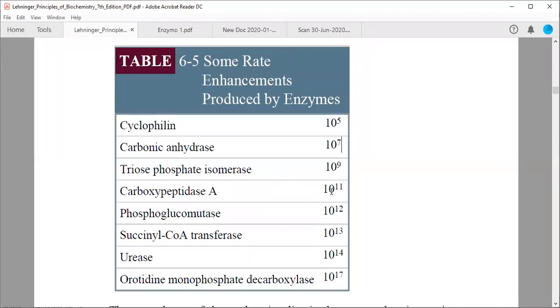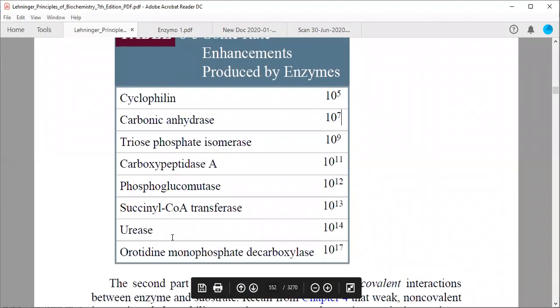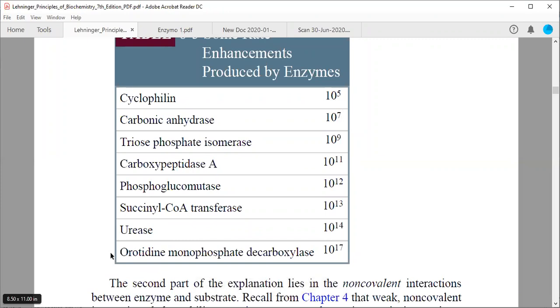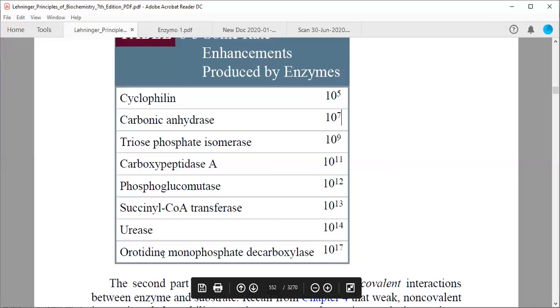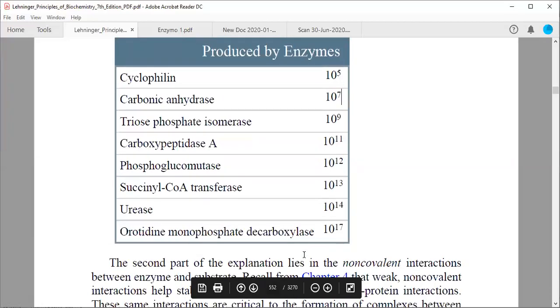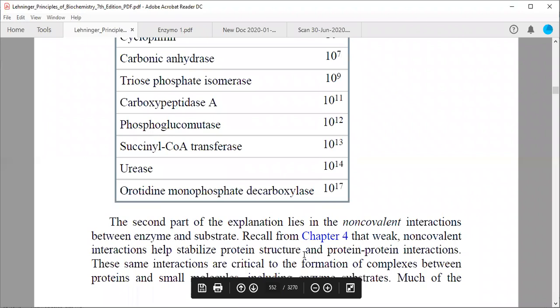Carboxypeptidase A, 10 to the power 11, phosphoglucomutase, 10 to the power 12, and the most efficient enzyme is urease, and better than this is orotidine monophosphate decarboxylase. This you have studied in nucleotide biosynthesis. It was also discussed that if this enzyme is not present within the cell, it would take some million years to synthesize the DNA. Only with the help of orotidine monophosphate decarboxylase are we able to produce de novo nucleotides at a very fast rate.